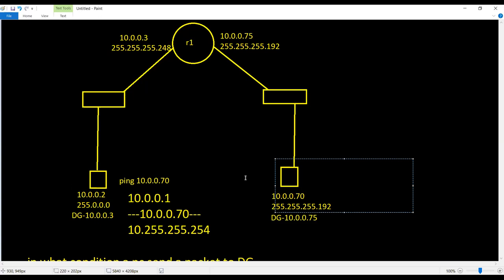So how do we make it work then? Basically, we have to change the mask here. Once I change the mask here, and if this subnet does not belong to my network, then in that case it will send the ARP request to R1. Is it clear? So let's try this one. Will this work or not?